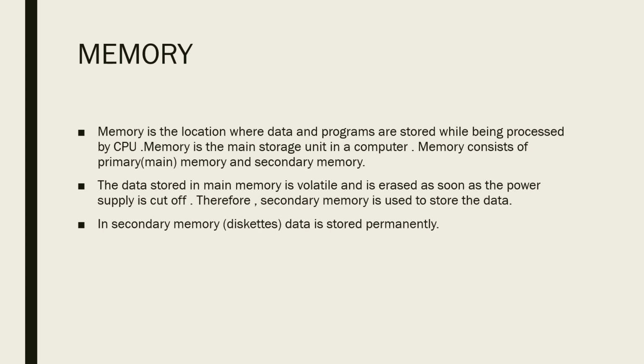Next thing is memory. Memory is the location where data and programs are stored while being processed by CPU. Memory is the main storage unit in a computer. Memory consists of primary memory and secondary memory. It can be volatile or non-volatile. So the examples of volatile memory include RAM, that is random access memory, and for secondary memory the examples are hard disk and all the storage devices that we can see.